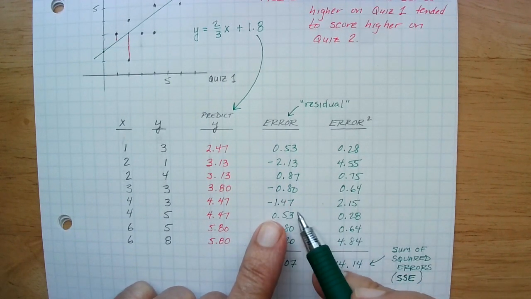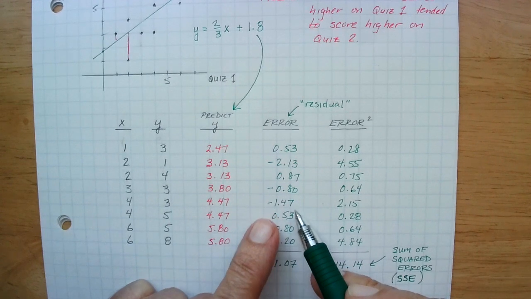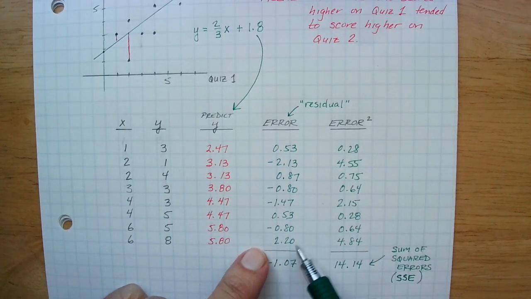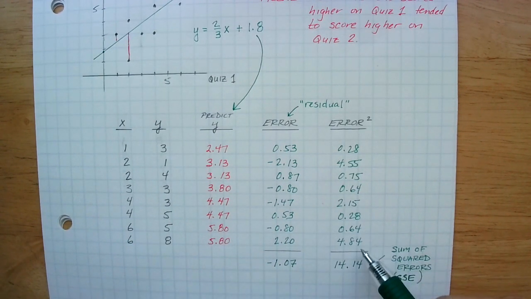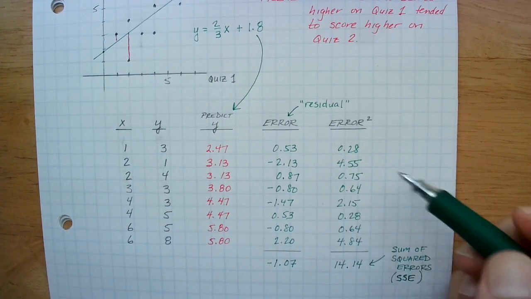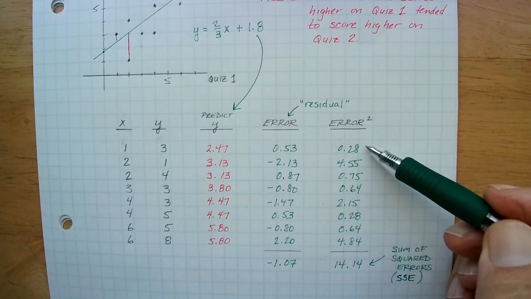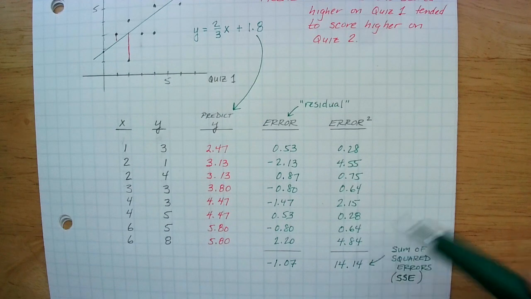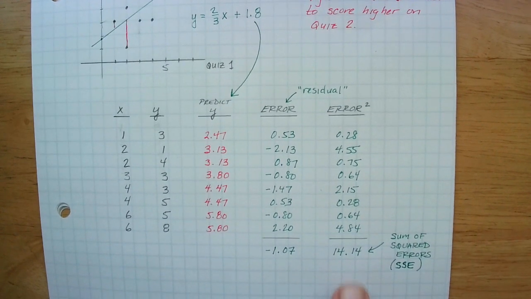And earlier on I did that for these other errors. I took all these errors and squared them, and I wrote down their squares right here. And then what you do at the end is you add up all of your squared errors. You now get this statistic right here, which we call SSE, or sum of squared errors. And right now my line has an SSE of 14.14.